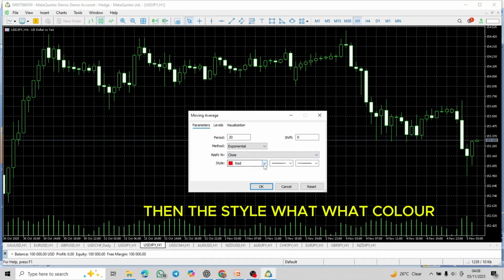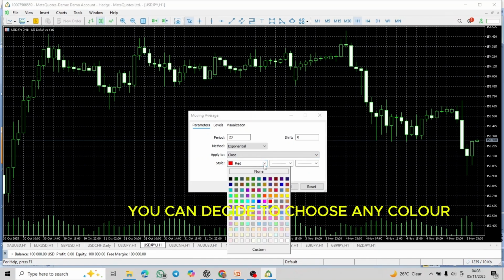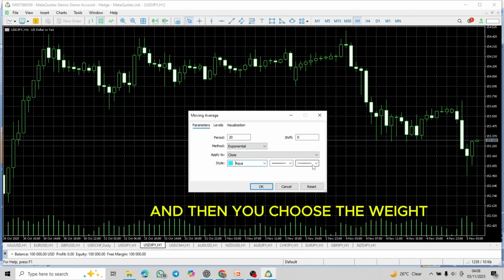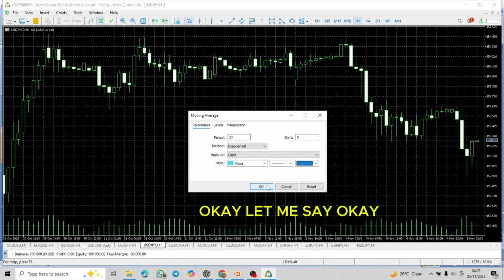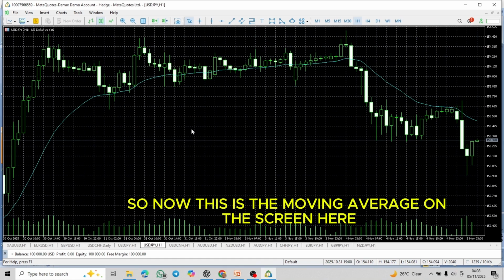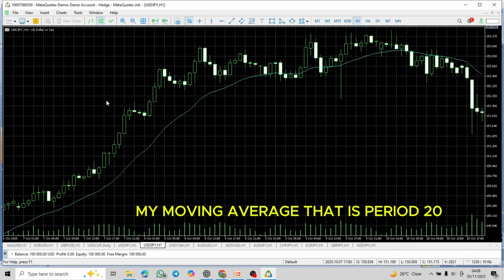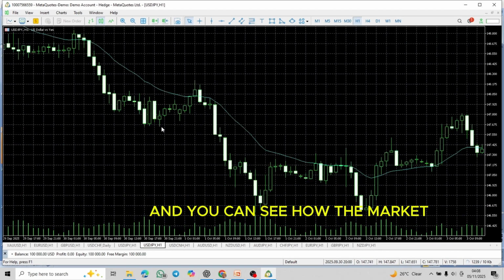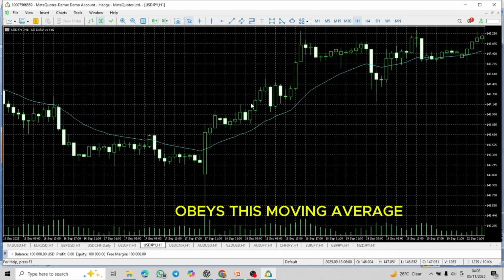Then the style, what color do you want? Do you want it to be red? You choose your color. You can decide to choose any color. Let me choose this color, aqua, and then you choose the weight, how thick you want it to be. Okay, first of all, let me say okay. So now this is the moving average on the screen here. I've computed my moving average, that is period 20, and you can see how the market obeys this moving average.